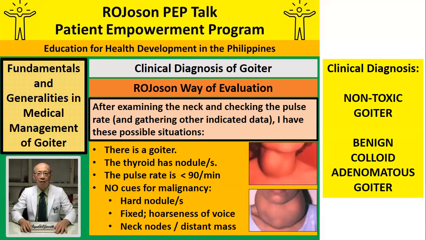There is a goiter. The thyroid has nodule or nodules. Pulse rate is less than 90 per minute. There are no cues for malignancies. So the clinical diagnosis is non-toxic goiter. And more specific, it's a benign colloid adenomatous goiter.